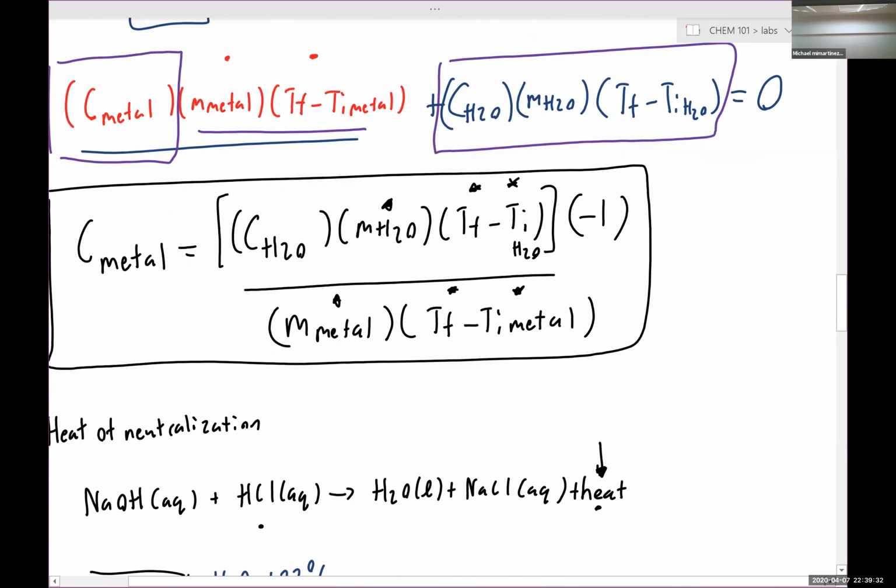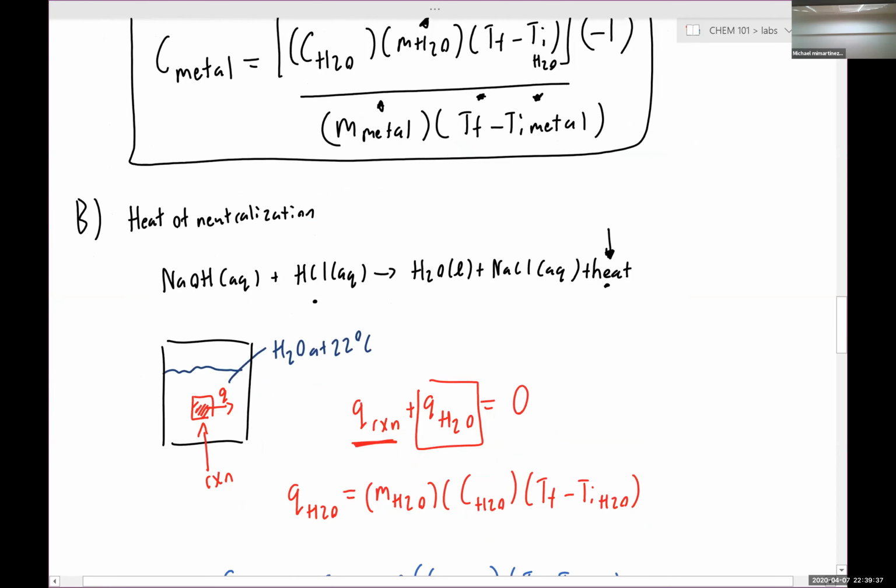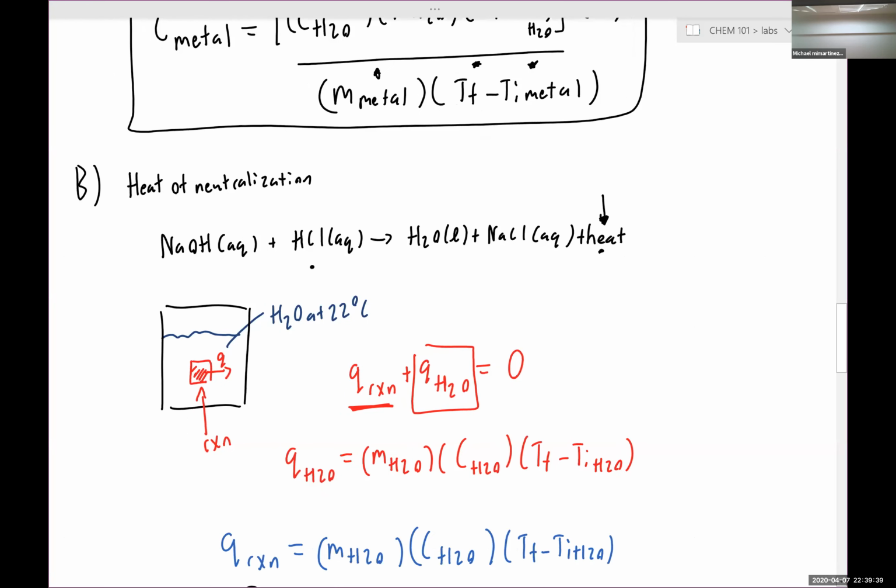Okay, let's keep going through this run through then. In part B, we're measuring the heat of neutralization. It's the heat produced by a reaction of sodium hydroxide and hydrochloric acid. I like to think of it as my reaction's a little box that's releasing heat into my solution.